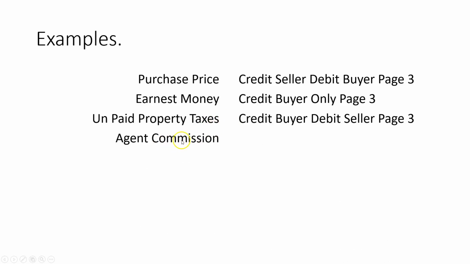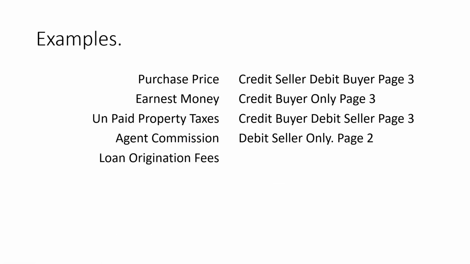Agent commission. That's a cost usually to the seller, and the buyer doesn't care about that. Purely a deal between the seller and the broker, so it's going to come out of the seller side, debit the seller only as a cost. Loan origination fees, that's going to come out of the buyer's pocket to the lender. The lender isn't part of this, but it's going to be a cost that goes outside the transaction to the lender. So we debit the buyer.